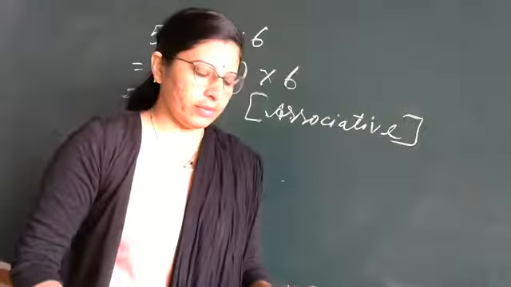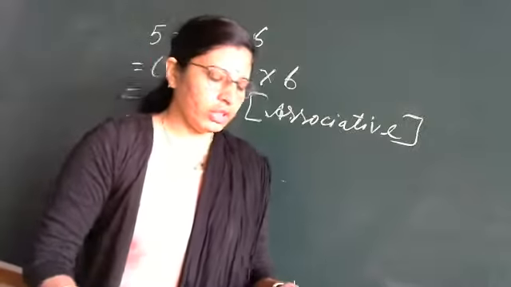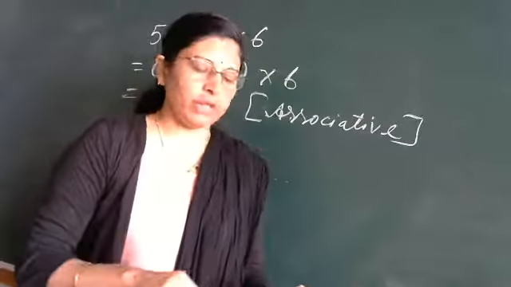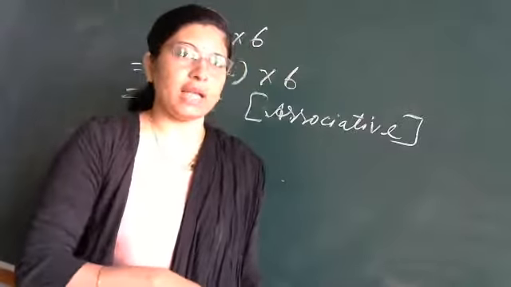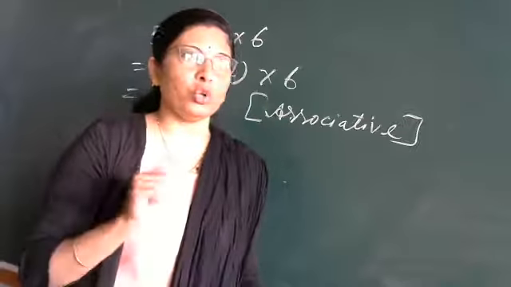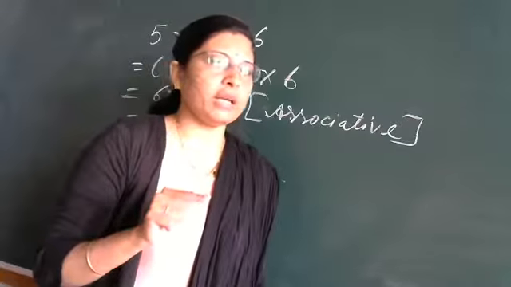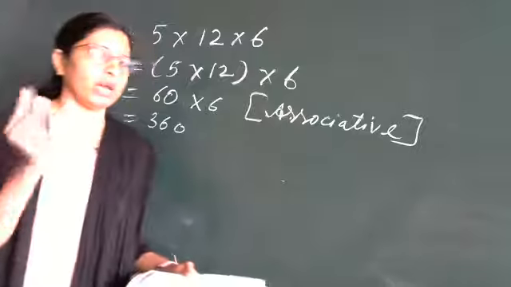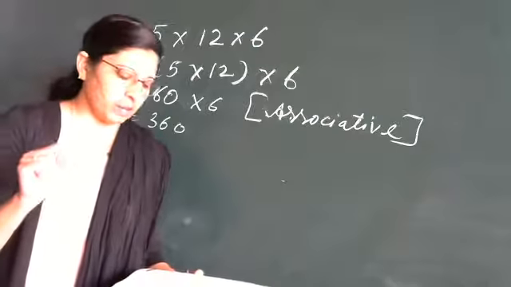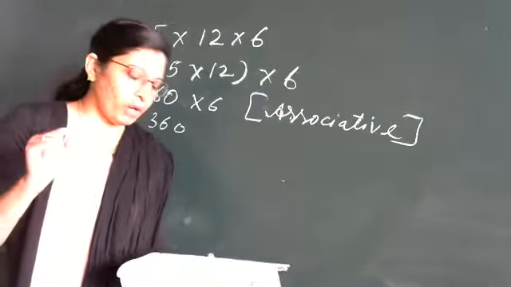Okay. Now see exercise 4.1. Match each of the following with the appropriate property. Here they have given the properties and some examples. Now see, first is 5 into 1, 1 into 5. Which property is it? Yes, commutative, correct.